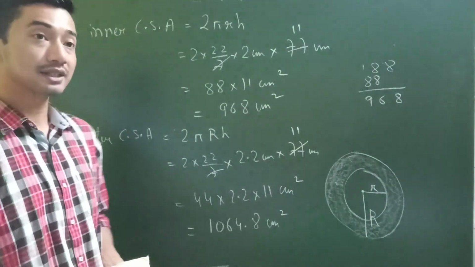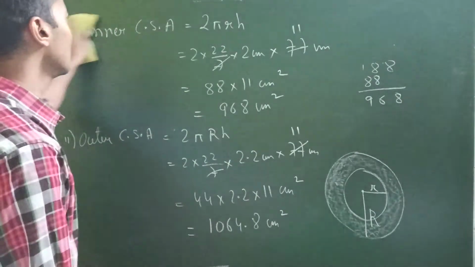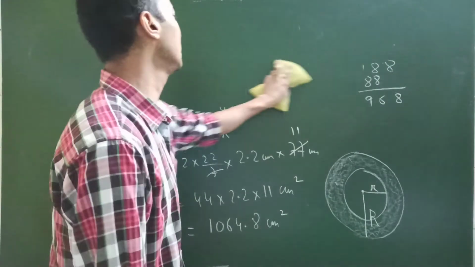Okay, so that's the inner curved surface area and the outer curved surface area, not a big deal. Now the third one is the total surface area. So here you have to think.